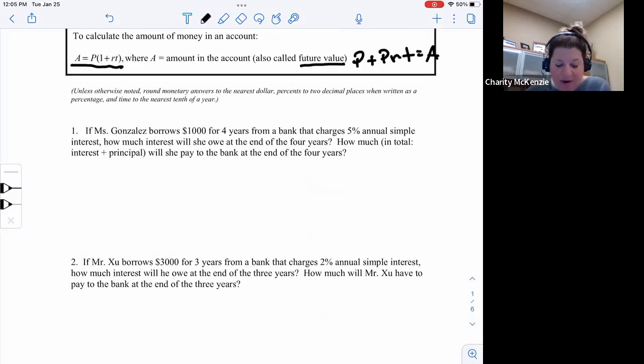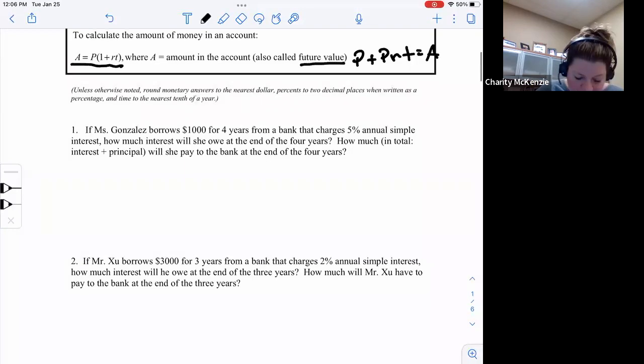If Miss Gonzalez borrows $1,000 for 4 years from a bank that charges 5% simple interest, how much will she owe at the end of 4 years? So how much in total interest plus principal will she pay to the bank at the end of the 4 years? The first question is just, well, how much interest? So we know our formula for interest is P times R times T. And let's go ahead and calculate that one.